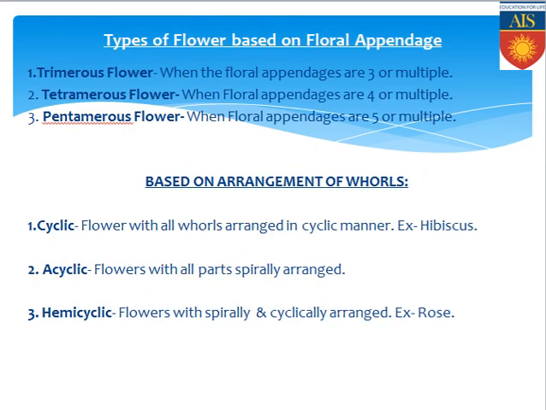So these are the categories of flowers based on various features. Now, some more specific classifications. Types of flowers based on floral appendages, that means how many floral appendages are present in the flower structure. If 3 floral appendages are present, or their multiples, the flower is commonly known as trimerous. If 4 floral appendages or their multiples are present, it is tetramerous. And if 5 floral appendages or their multiples are present, it is commonly known as pentamerous flower. Okay.